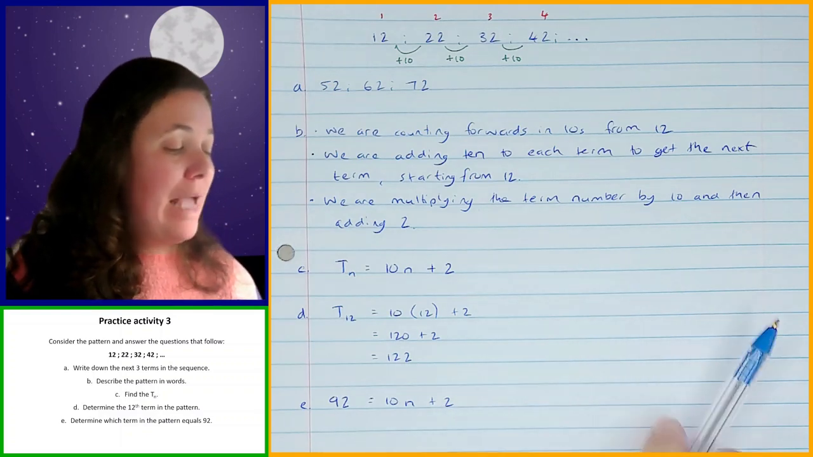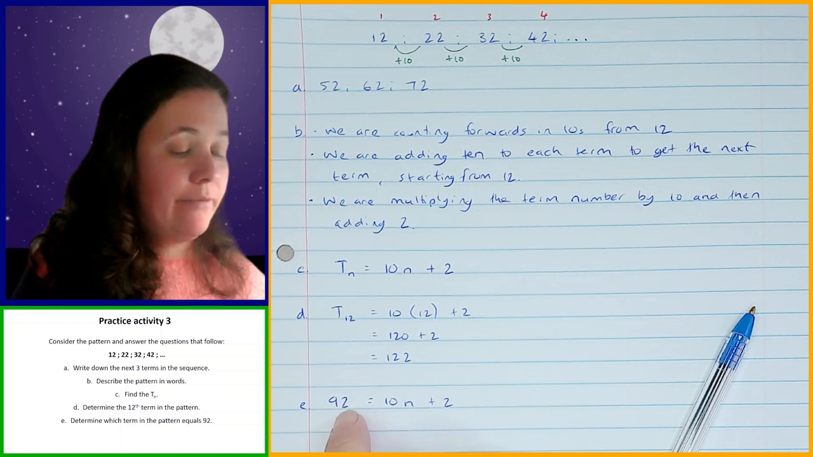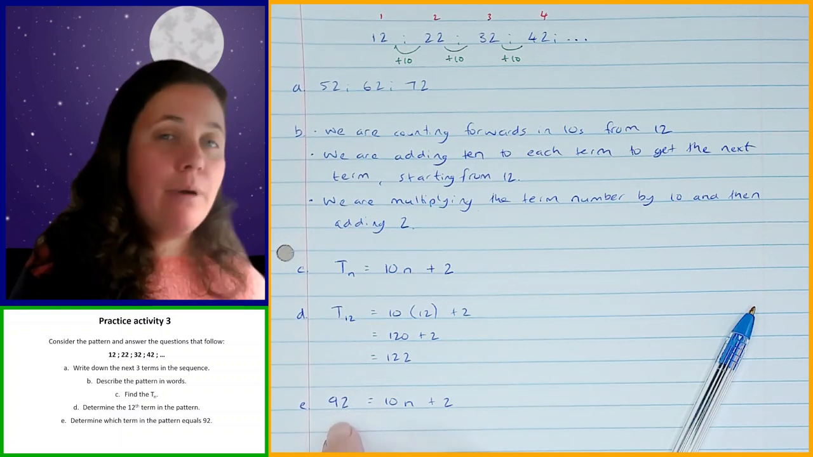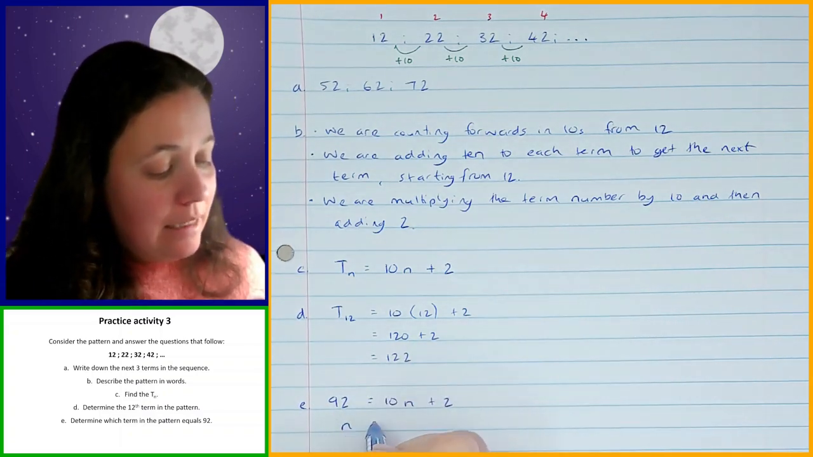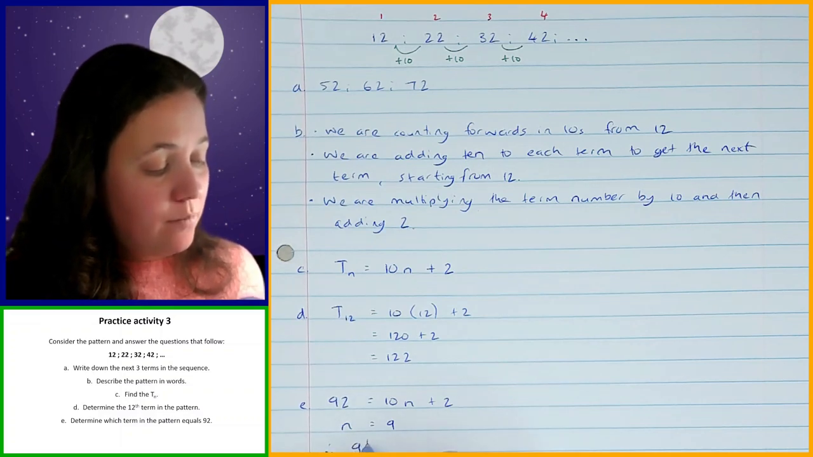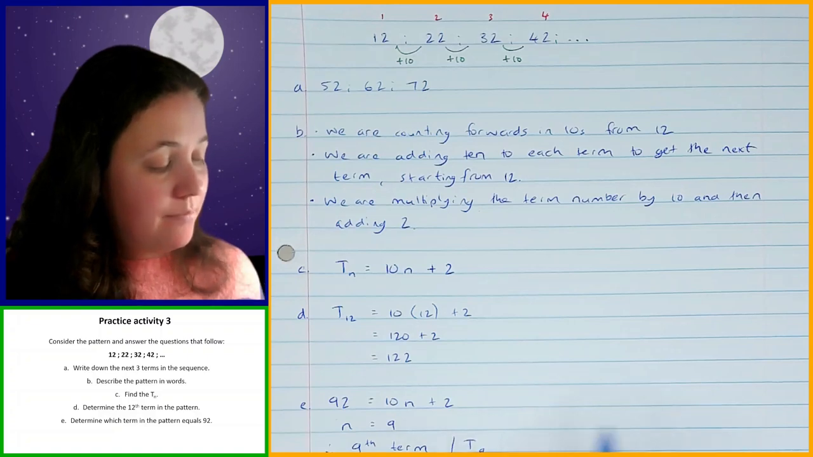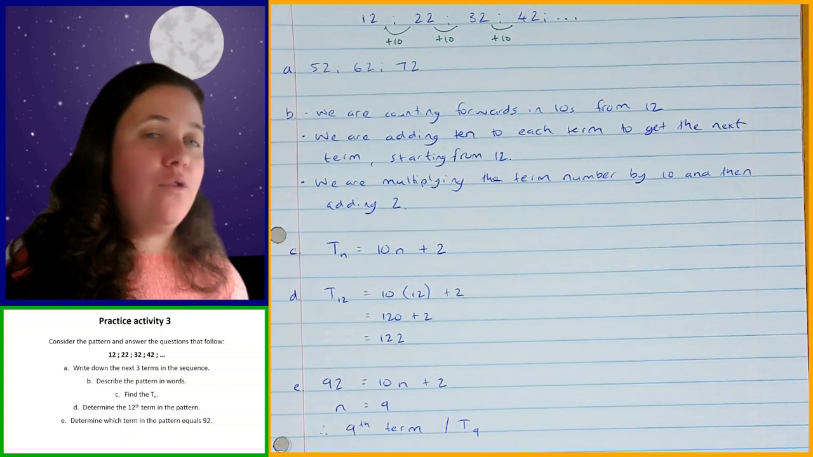So if I take off the adding 2 part, then this is going to be 90 over here. If before I added 2, it was 90, what did I have to multiply 10 by to get 90? I have to multiply 10 by 9. So n is equal to 9. So therefore, it's the ninth term, or T9. Okay, so that's what you should have got for that question.